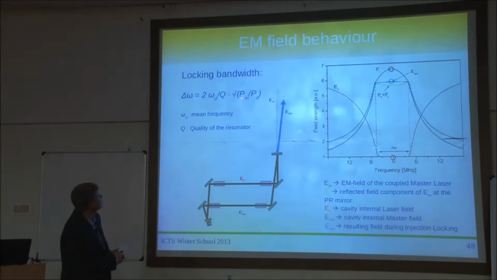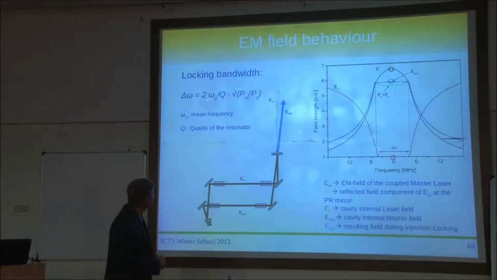Yes. So that's the locking bandwidth. The locking bandwidth is actually this region. I couldn't find the square root sign, so I didn't use it. It is 2 omega 0 by Q, multiplied by that factor. No, this whole thing is multiplied by that, so there's no brackets missing actually.